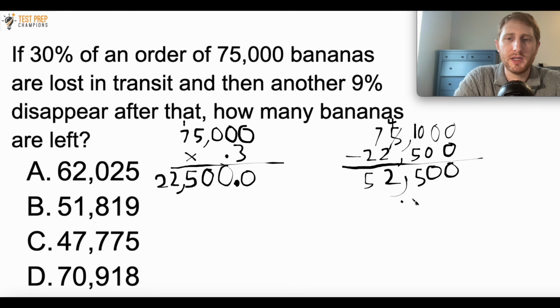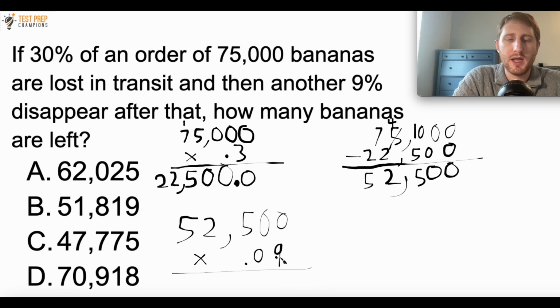So next, I'm going to take the 52,500 and I want to figure out what is 9% of 52,500. Now this time I've got 9%. 9% as a decimal is 0.09. So 9 times 0 is 0. 9 times 0 is also 0. 9 times 5 is 45. So I'm going to put the 5 down here, and I'm going to put the 4 up here.